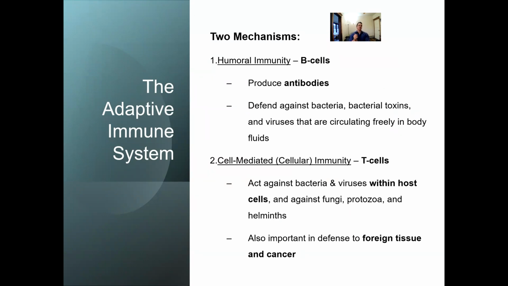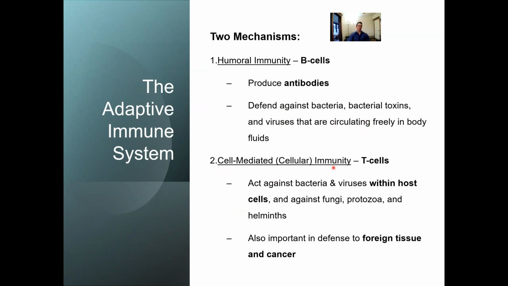In the adaptive immune system, you will find that there are two predominant mechanisms. There's humoral immunity that is driven by your B cells, and then there is also cell-mediated or cellular immunity that's driven by your T cells. Humoral immunity is where you produce antibodies, and they typically defend against bacteria, bacterial toxins, and viruses. But importantly, they defend against these agents when they are circulating freely in the body fluid, so they are not inside cells just yet.